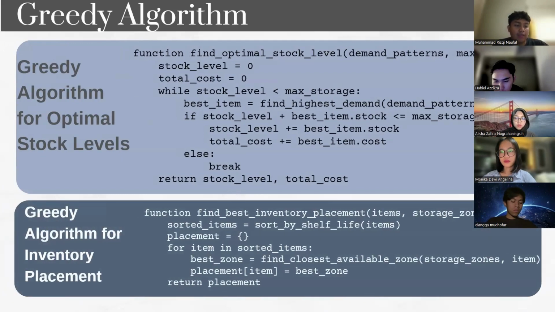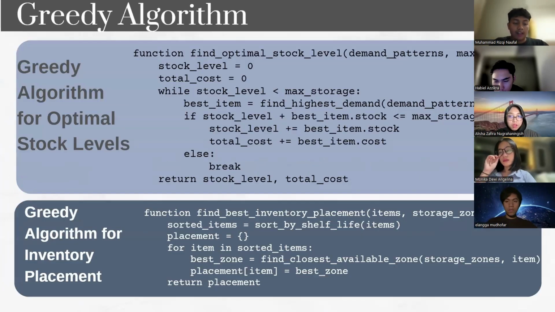Next, we have the greedy algorithm for optimal stock level. Firstly, we have to initialize stock level and total cost as 0. Loop until storage limit is reached. Select the item with highest demand. Check if adding it exceeds maximum storage. If not, add it to stock and update cost. If yes, stop the process. And third, return the final stock level and cost.